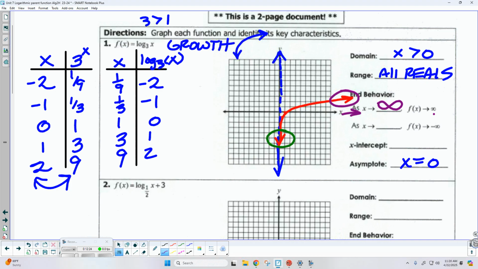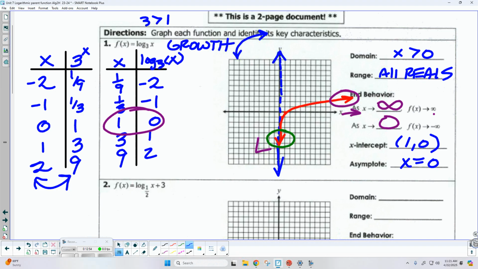So that means that as the y values of f of x are approaching negative infinity, that's got to be the left side right here. Well, what's x got to approach to make that happen? It's got to approach 0, that asymptote. And then this one was pretty nice to us. We already have the x-intercept from the table. We know it's got to be 1, 0. There we go. So you'll have a couple of questions like this tomorrow on your quiz.